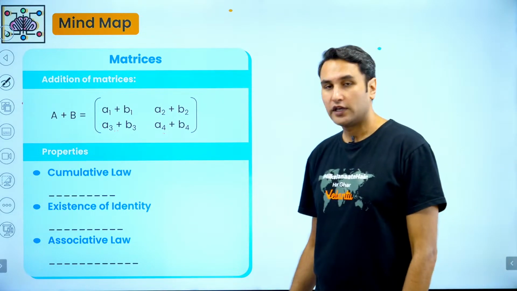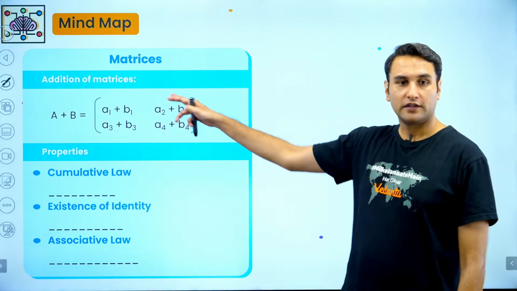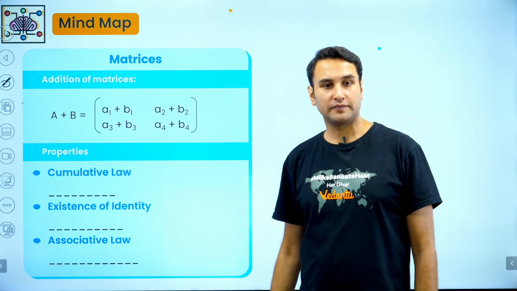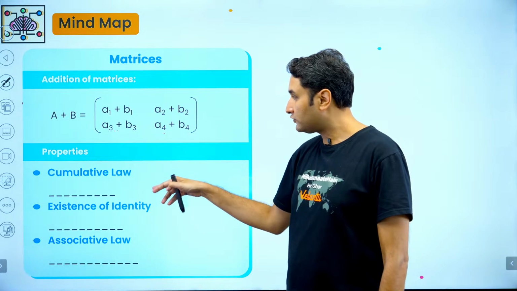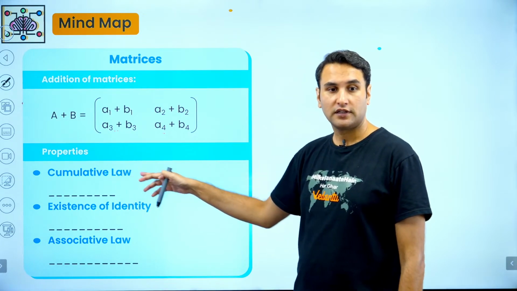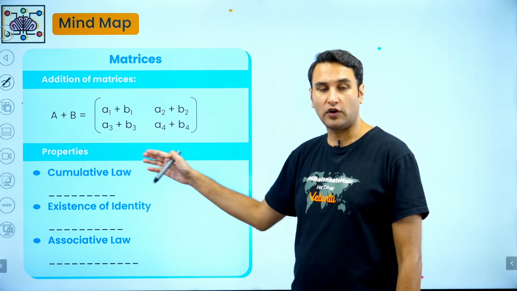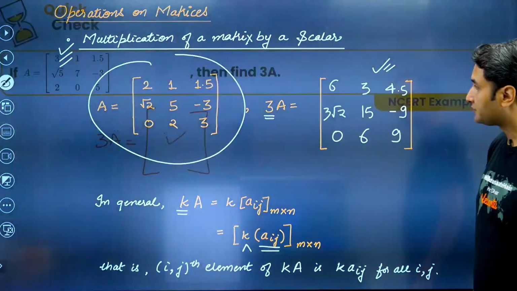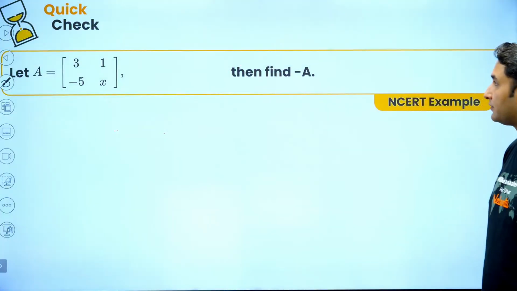Alright, cool. So this is what we have studied. For your quick summary: A plus B, you know what it is if two matrices are given. You know the properties: the associative law, the commutative law, and the existence of the identity, right? Cool.